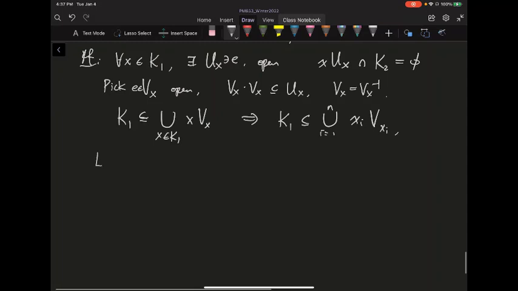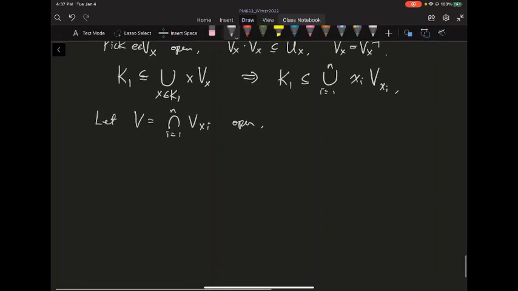And let V be the intersection of all these V_{x_i}, i going from 1 to n. This is going to be open, and it's an open neighborhood of the identity. That's quite clear. So let's claim the following. First of all, let's see why K1 times V is disjoint from K2. If I consider K1 times V, well, K1 is contained in the union of these x_i V_{x_i}, i going from 1 to n, and then I multiply the entire thing by V on the right.